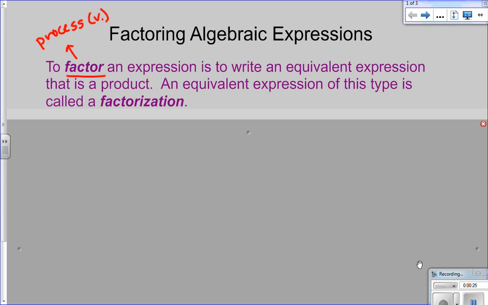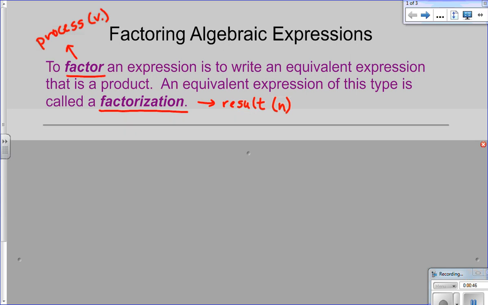It's the verb, an action. The factorization is the result of the product. It's the result of the process. And so you can think of that as a noun. It's the end result of factoring. The word factorization should sound familiar because you've done this when you've done prime factorizations.